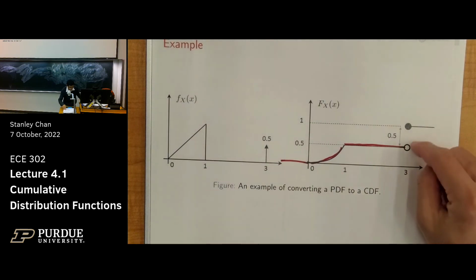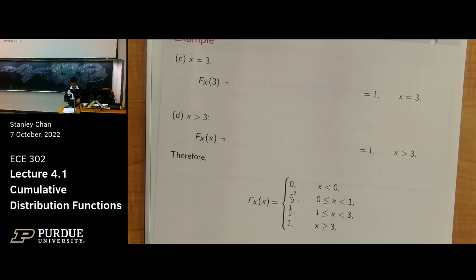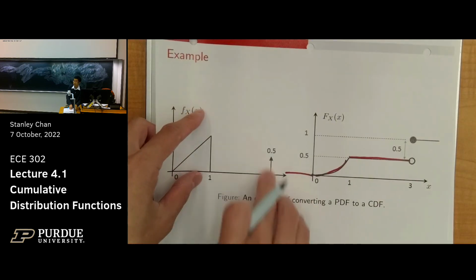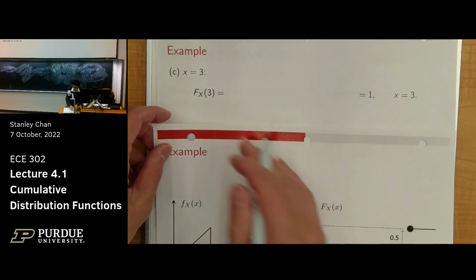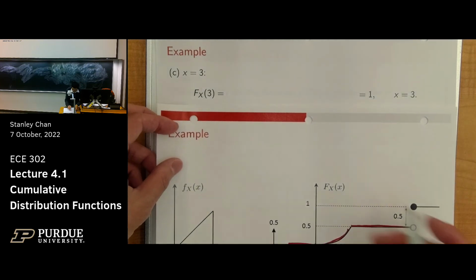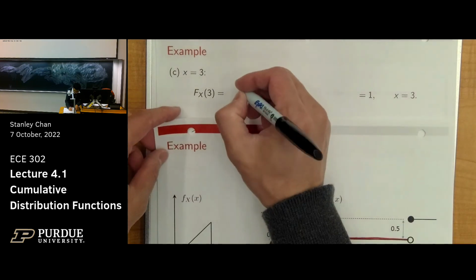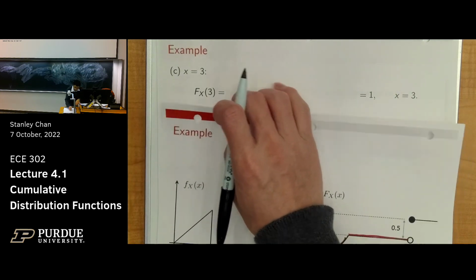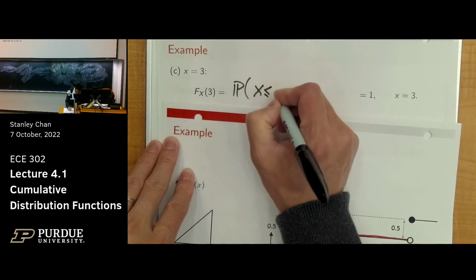So now let's look at the point 3. At point 3, the diagram says that you have a pulse. So the CDF at this point will be whatever you have left. It would be the probability where x is less than or equal to 3.